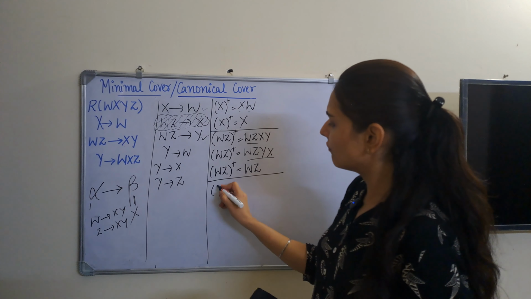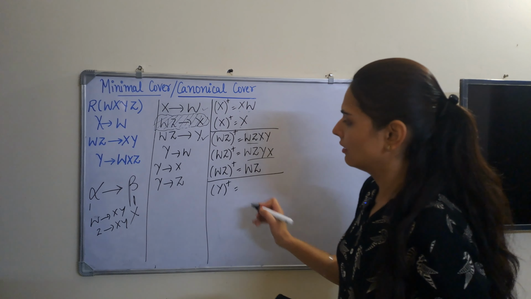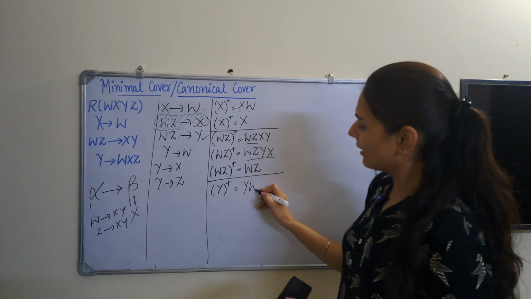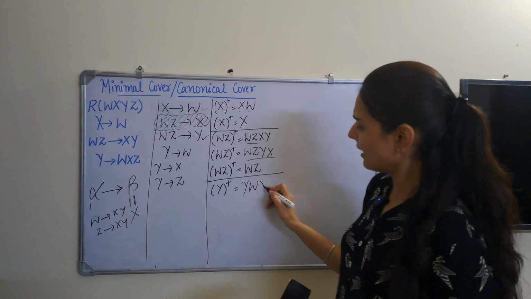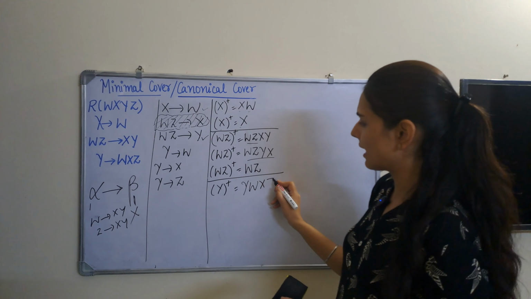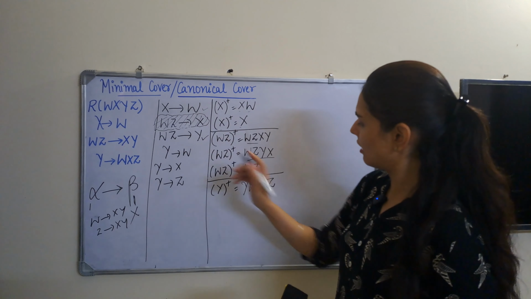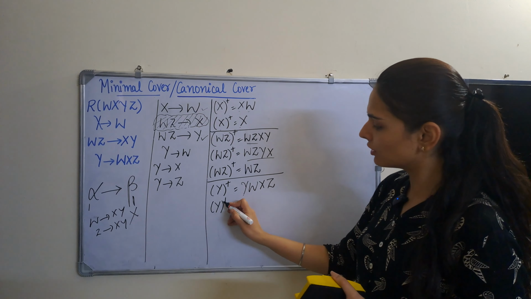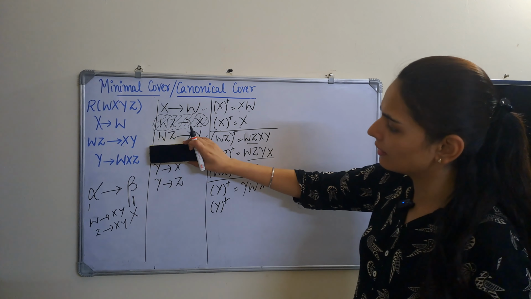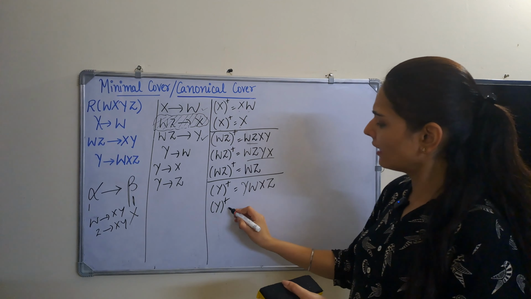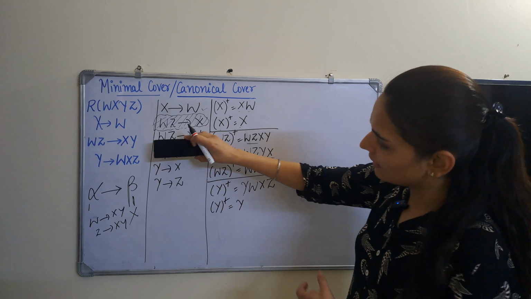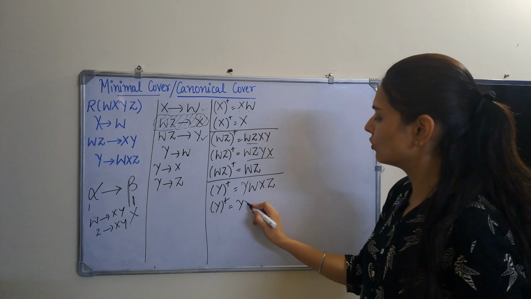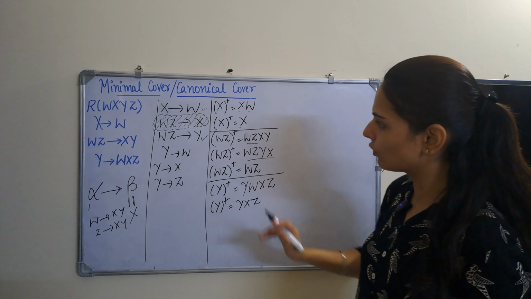So now again we'll find out the closure of y. So to find the closure of y, what do we get? yw, then we get x, then we get z, and for wz, again we already have y. Now let's find out y closure by not considering this functional dependency. So what do we get? We get y, then we get x, and we get z. And that is it. Anything else we do not get.